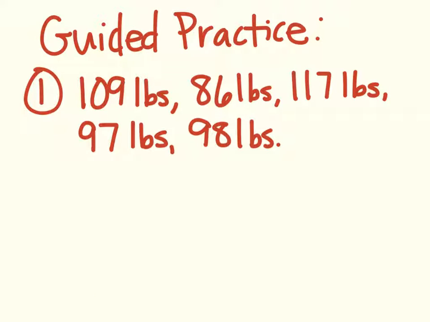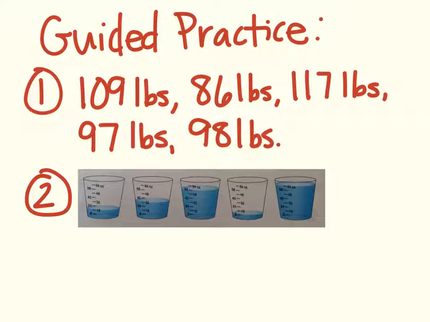Now try this on your own. In guided practice number 1, you're shown the weights of a group of students. Your first job is to order the weights from least to greatest, and then to find the median. Press pause while you work. When you're ready, come back for number 2. In problem number 2, this data set shows the volumes of water in fluid ounces in some containers. Find the median volume of water. Press pause while you work, then come back for number 3.